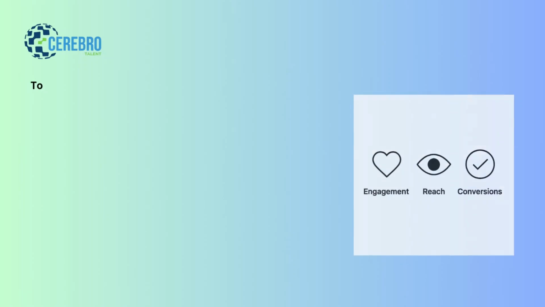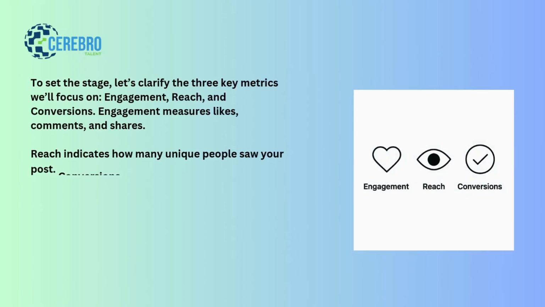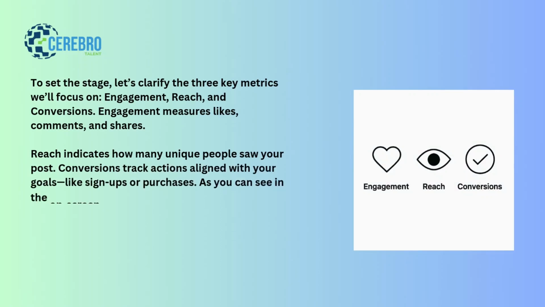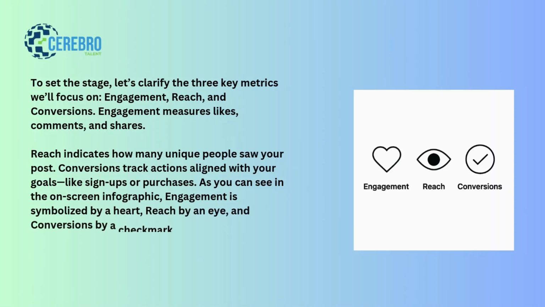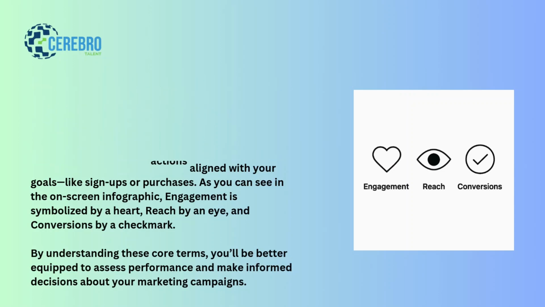To set the stage, let's clarify the three key metrics we'll focus on: engagement, reach, and conversions. Engagement measures the interactions (likes, comments, shares) your content receives. Reach indicates how many unique people saw your post. Conversions track the number of actions taken that align with your goals, like signing up for a newsletter or making a purchase. By understanding these fundamental terms, you'll be better equipped to assess your social media performance and make informed decisions about your marketing campaigns.